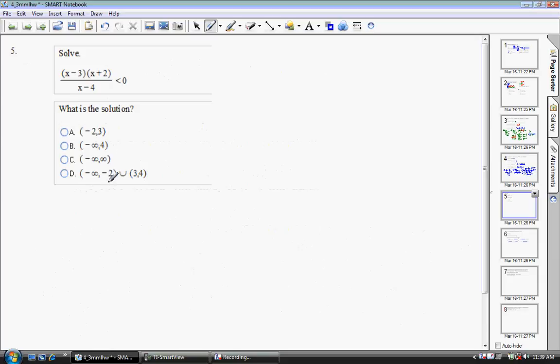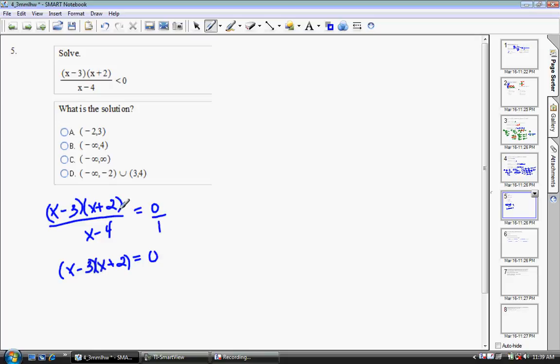Now if we want to solve this inequality, x minus 3 times x plus 2 all over x minus 4 is less than 0. So what we have to first find is where is that equal to 0. So it's equal to 0 where x minus 3 times x plus 2 is equal to 0, right? If we cross multiply, think about that being over 1, we would get then that x is equal to 3 or x is equal to negative 2.